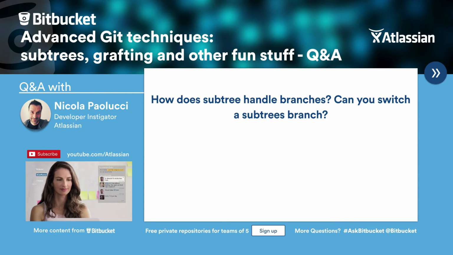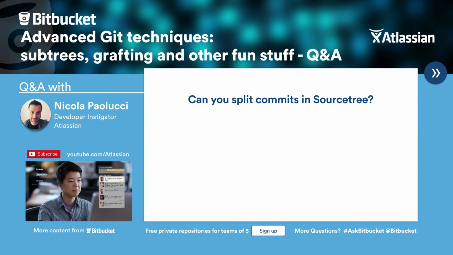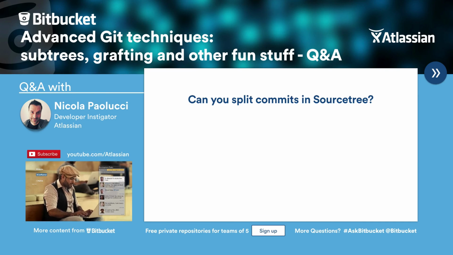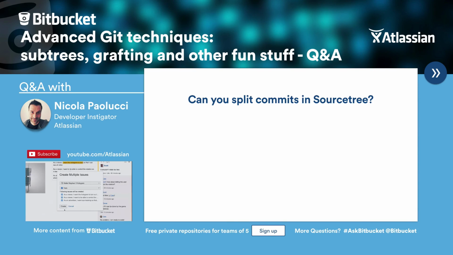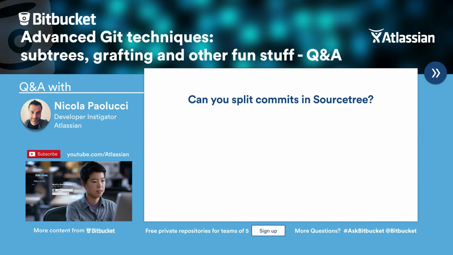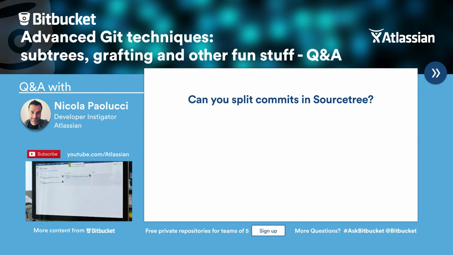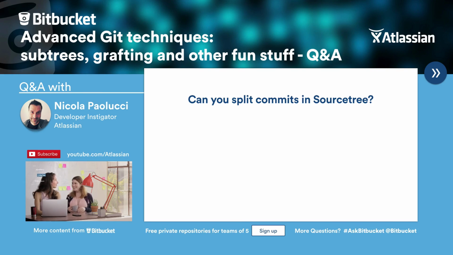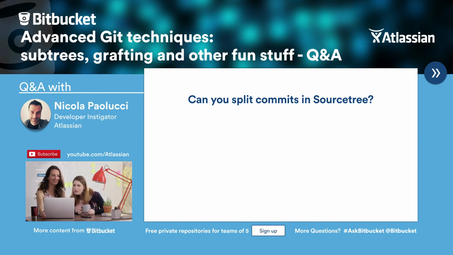Another question, let's see. Can you split commits in SourceTree? For those that don't know, we have a visual client, both for Mac and for Windows, that allows you to manage a Git repository without having to resort to the command line. And since the beginning of SourceTree, there has been a native experience where you can always say this change to this file, and you can decide what to add to the staging area or not. So it's actually been part of the tool since the beginning.